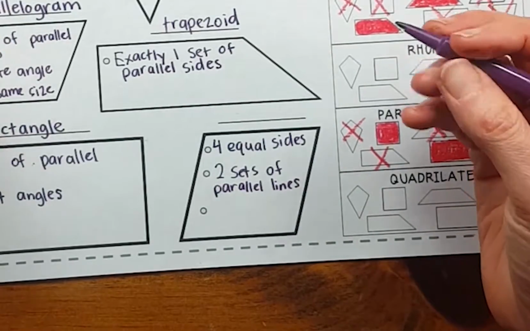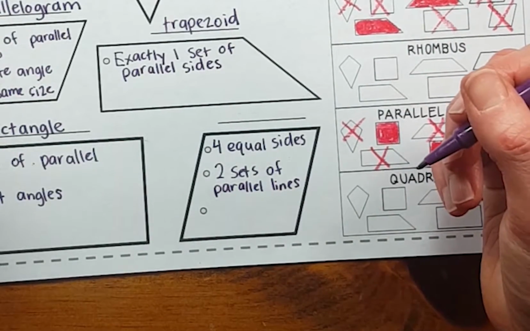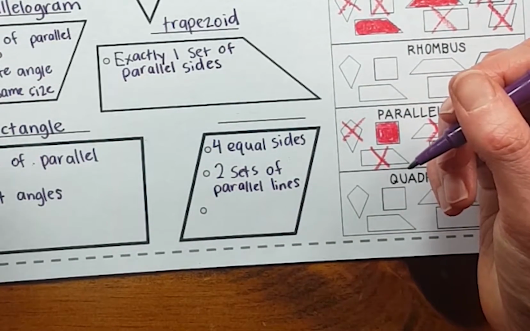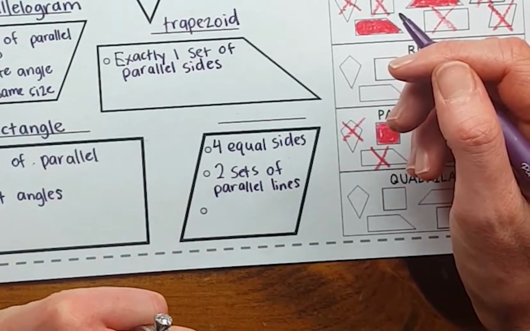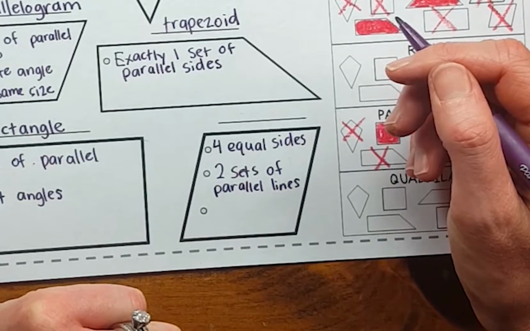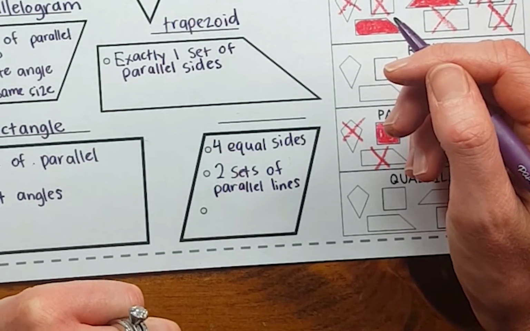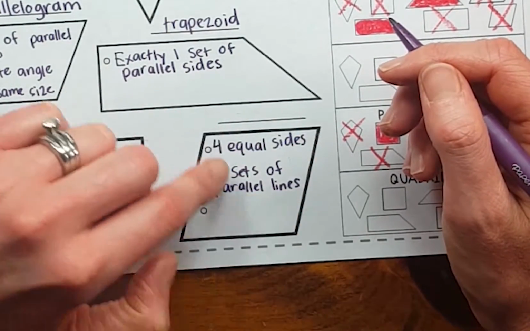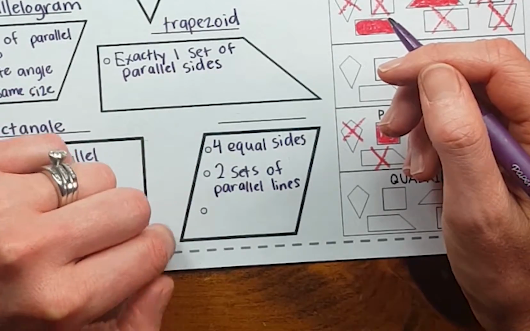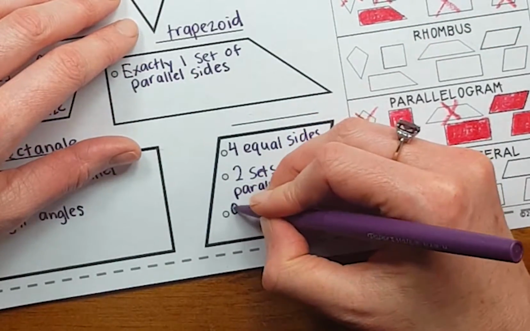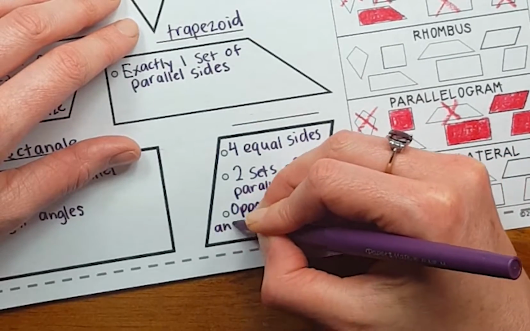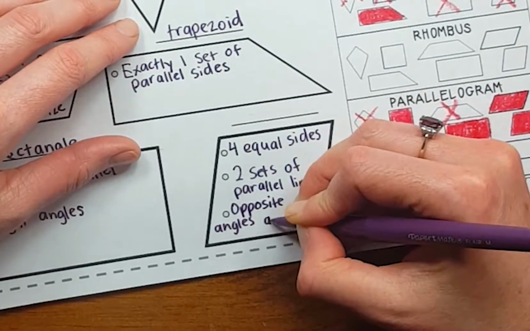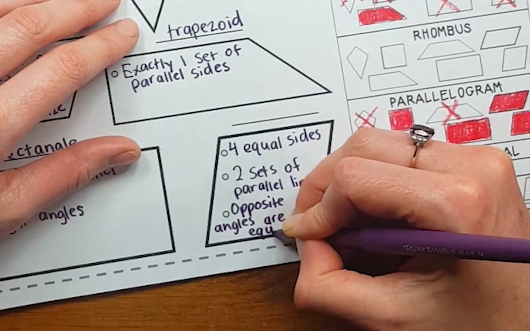Or sides. But guess what? When we take a look at the angles, that's where things get a little different, don't they? When I take a look at the angles, I can see that the opposite angles are equal, but they're not right angles. I'll go ahead and write that. Opposite angles are equal.